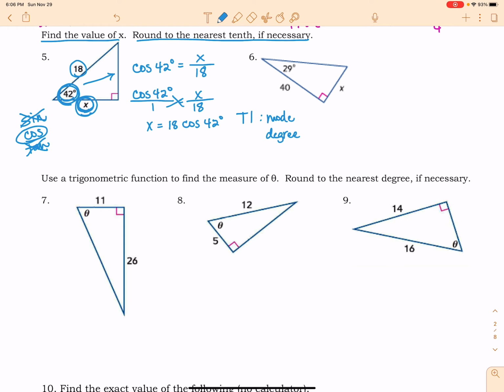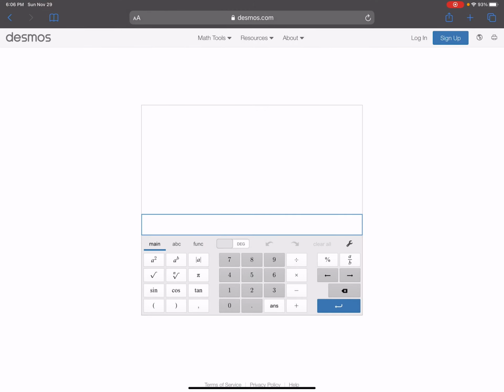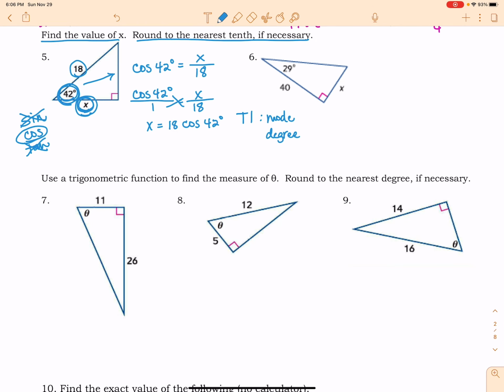Now I'm going to go to my calculator and type in 18 times the cosine of 42. And that's what I get: 13 point blah, blah, blah. I am rounding to the nearest tenth, so that is 1 decimal place. I'm just going to round that 3 to a 4 after the decimal. So x is approximately, well, I'll write equal, but it is approximately because we're rounding, 13.4. I've not given you any units here, so I'm just going to write units.